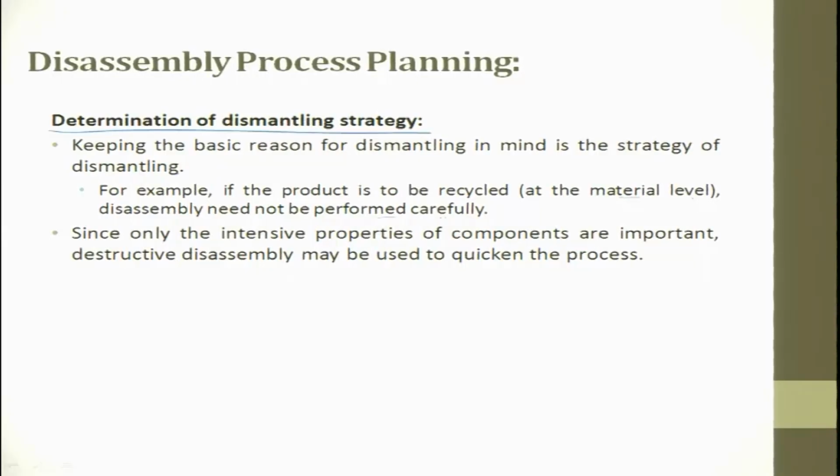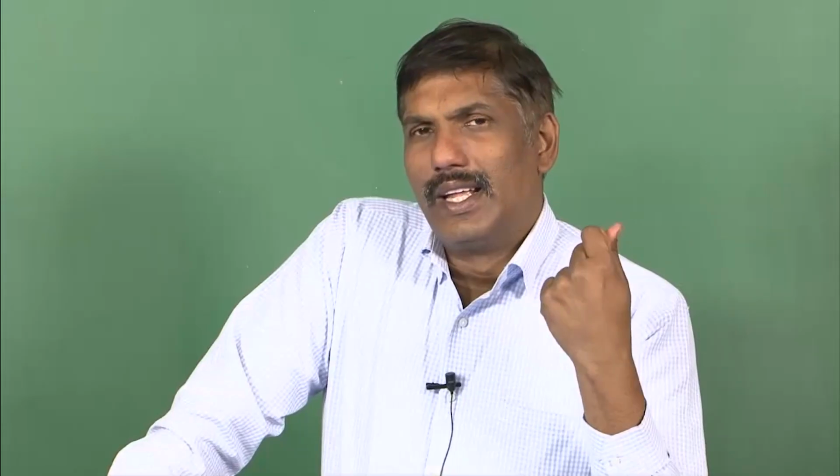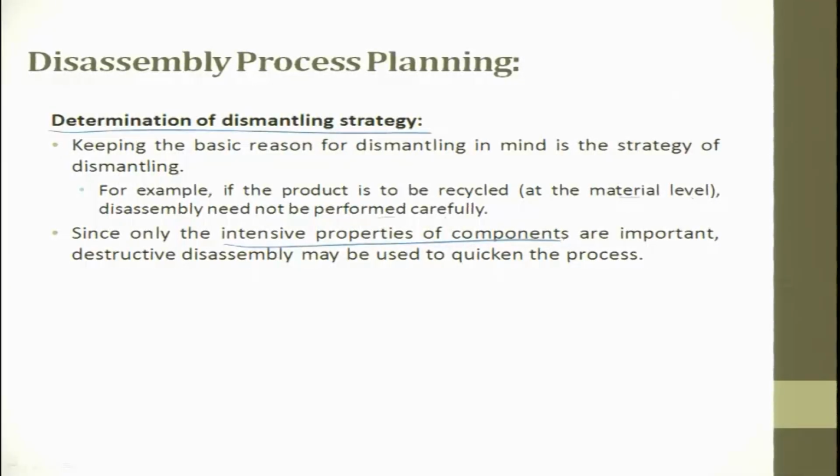For example, in developed countries, once they try to discard a car, they discard it in a very crude manner. Why? Because they know very clearly the entire thing is going to get melted and then remanufactured. Since only the intensive properties of the material components are important, destructive disassembly can be used to quicken the process.